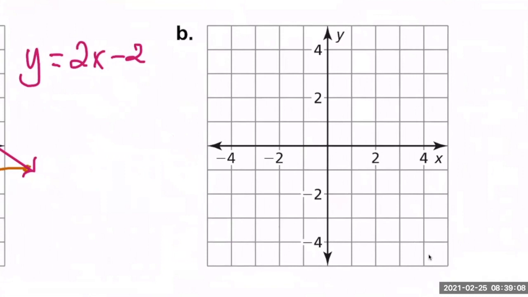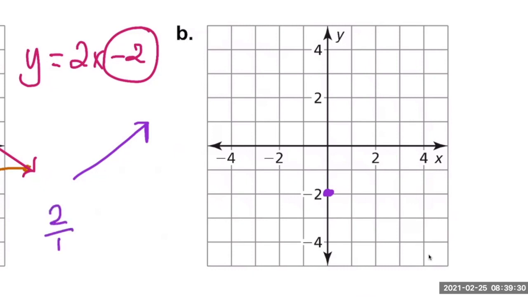First thing I always do is I put my y-intercept on my graph. There it is. Now my slope, this time it's positive, so it's going up. Well, unlike the last one, this isn't a fraction. But if it's a whole number, it's really easy to make into a fraction. We put it over 1.